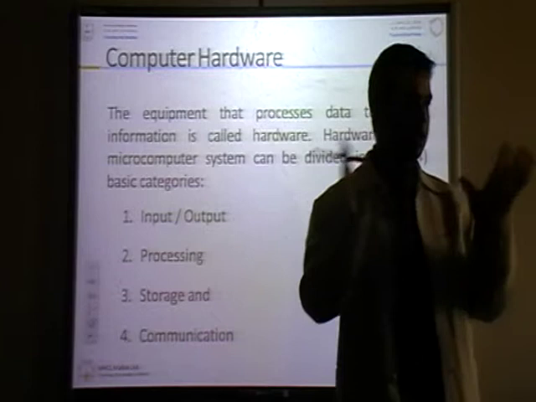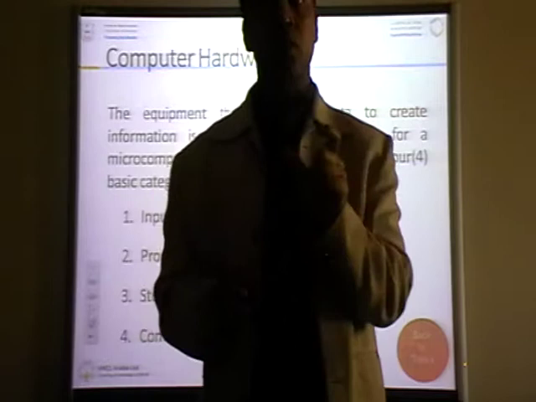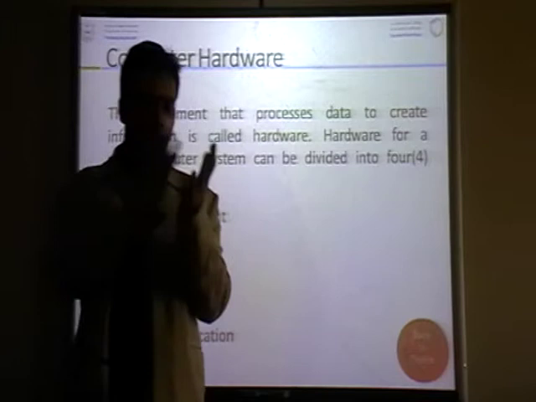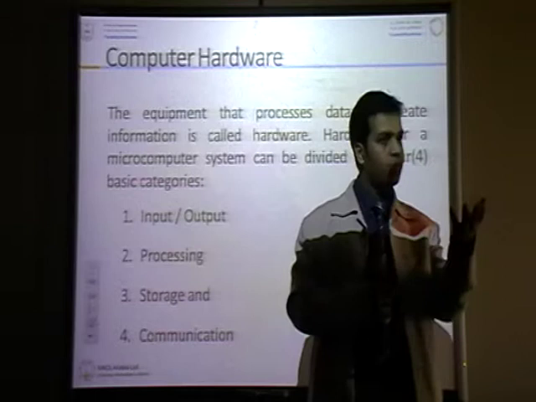Okay? These are output. Processing is the CPU, that box. Inside this box, there is a small processor. That is the processing device. Processing means to work, to solve. For example, 2 plus 2, how much? 4. 2 plus 2 is 4. You did it in your mind. So the processing is the head, the main. Like the brain for the computer.